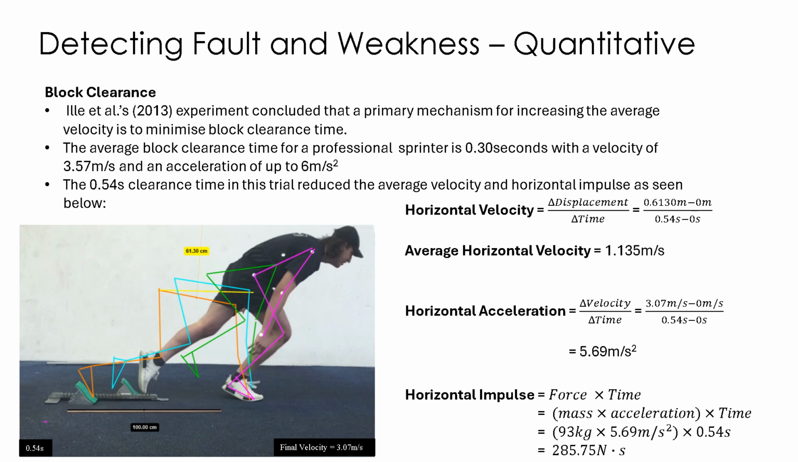As seen in the calculations, with a displacement of 61.3 centimeters and time of 0.54 seconds, the average velocity was found to be 1.135 meters per second, while the final velocity was 3.07 meters per second according to tracking in Kinovea. Substituting these values into the relevant formulas yielded a horizontal acceleration of 5.69 meters per second squared and a horizontal impulse of 285.75 newton seconds, which falls well below the standard of professional sprinters.